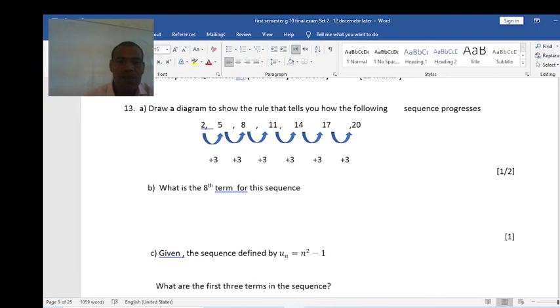Okay, now what is the 8th term of the sequence? You see, term number 1, term number 2, term number 3, 4th term, 5th term, 6th term, 7th term. So the eighth term is what, my learners? 8th term is equal to 20 plus 3. 20 plus 3 is equal to 23. Clear? Now for the next question.